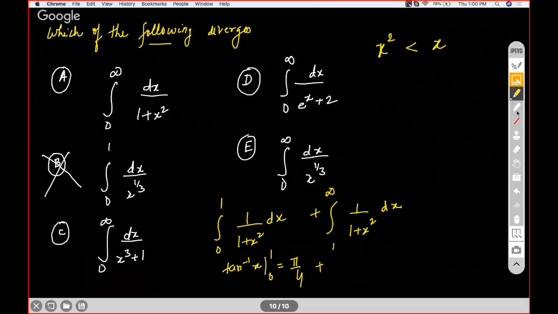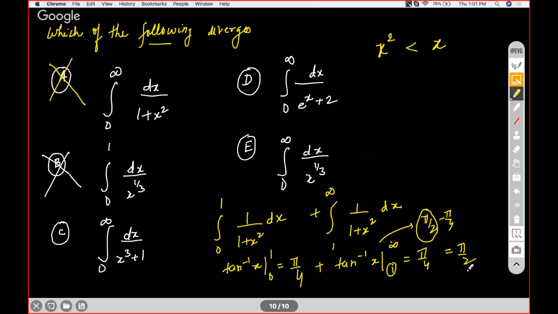And for the other one, this one is convergent. In fact, it's even evaluatable. Tan inverse x: when you put a term tending to infinity, it gives you pi by 2, and at 1 it gives you pi by 4. So that will be pi by 2 minus pi by 4, so the answer is pi by 4. So this also converges and cannot be my answer. You do not need a comparison test here, since this is evaluatable.